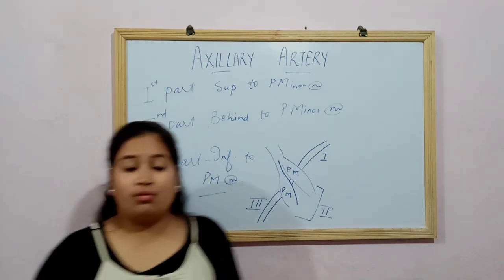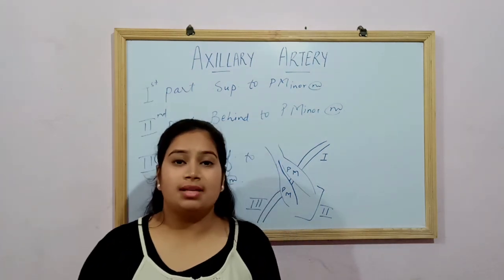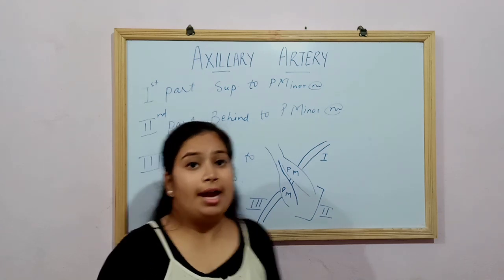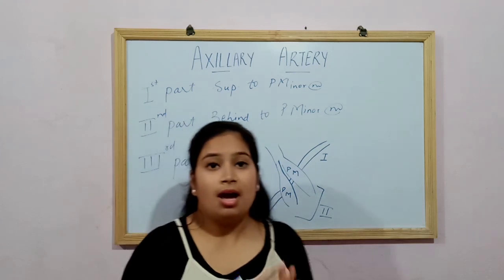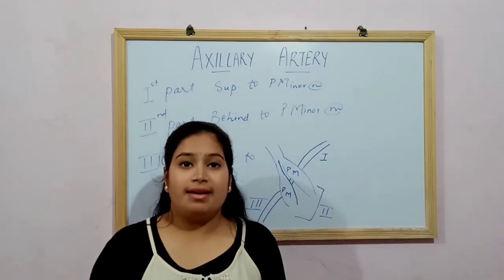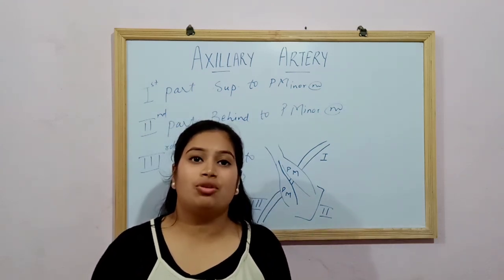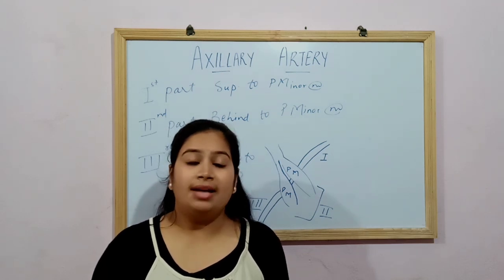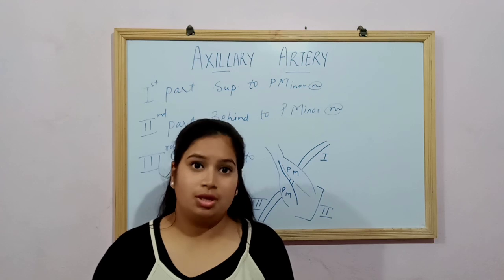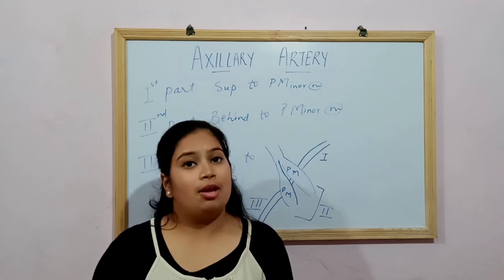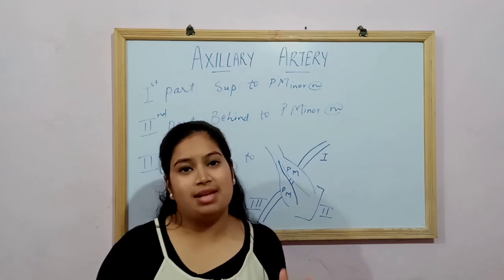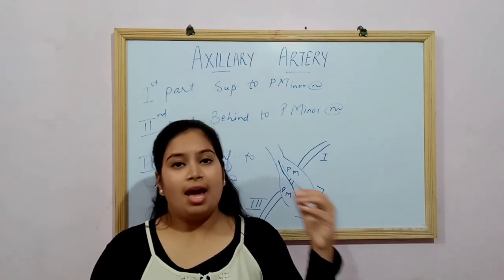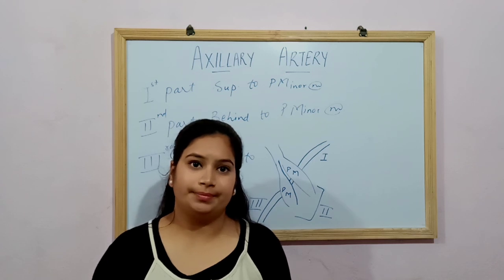So in this way, the three parts are described on the basis of the pectoralis minor muscle, and all these three parts combinedly carry the oxygenated blood and supply the various parts, which are the thorax, upper limb, and the axilla or the armpit. Along with these, beside them there is an axillary vein which takes the blood from the different parts of the body and drains into the heart.